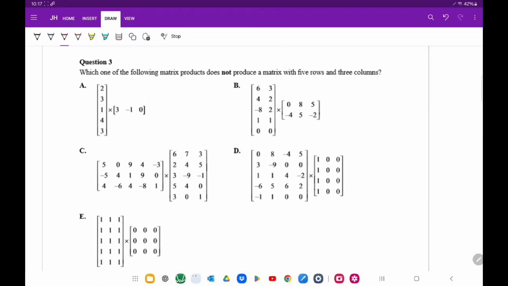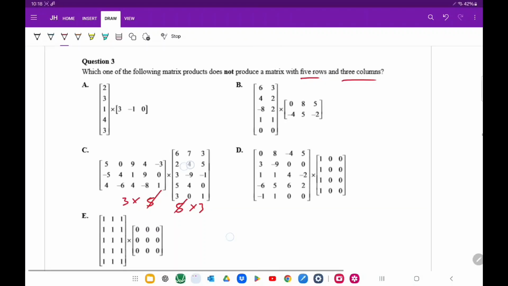Question 3 asks us, which of the following matrix doesn't produce a matrix with 5 rows and 3 columns? In this case, if we look at the rows and columns of this one, this is a 3 by 5 and this is a 5 by 3. You can see we want 5 rows and 3 columns at the end. This one only gives us a 3 by 3.